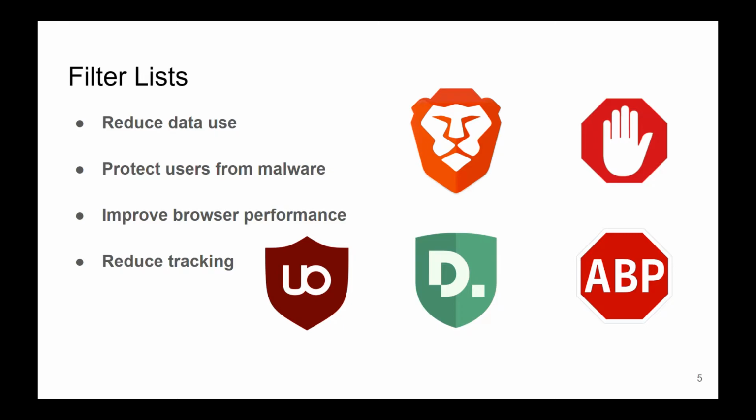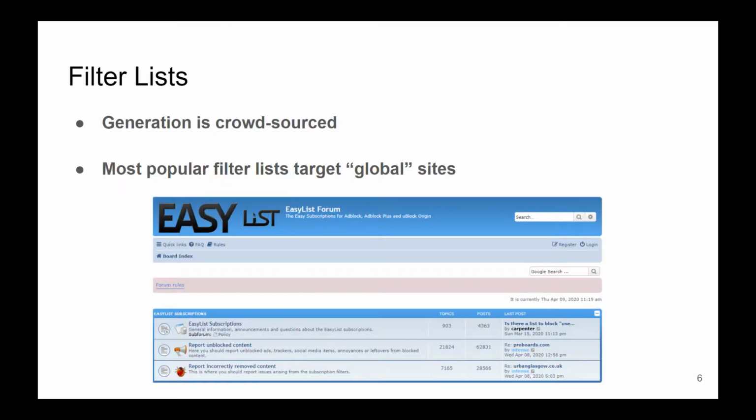And the way to do this is that you have a filter list with known trackers. And if you want to use this, you can use either a browser extension such as Adblock, Disconnect or uBlock, or you can use a full-fledged browser which has this built in already, such as Brave. So these filter lists, well, the most popular ones are EasyList for ads and EasyPrivacy for trackers. And generating these lists, it's a crowdsourced effort.